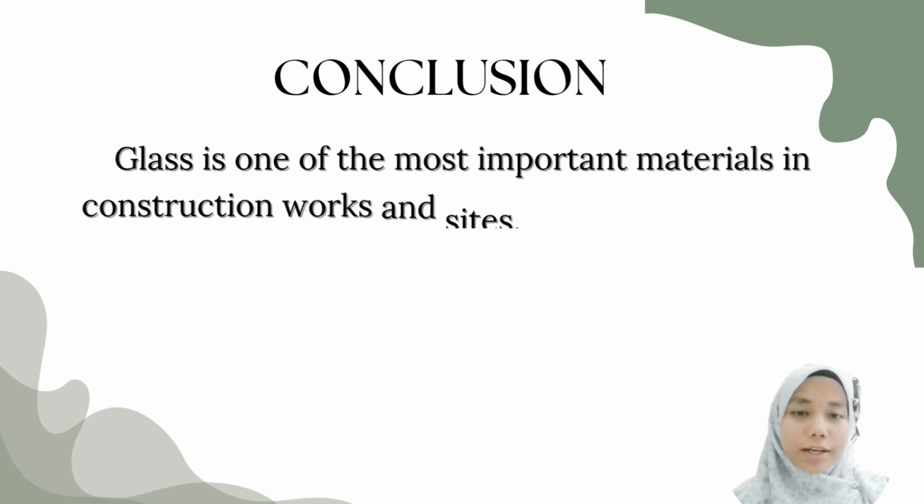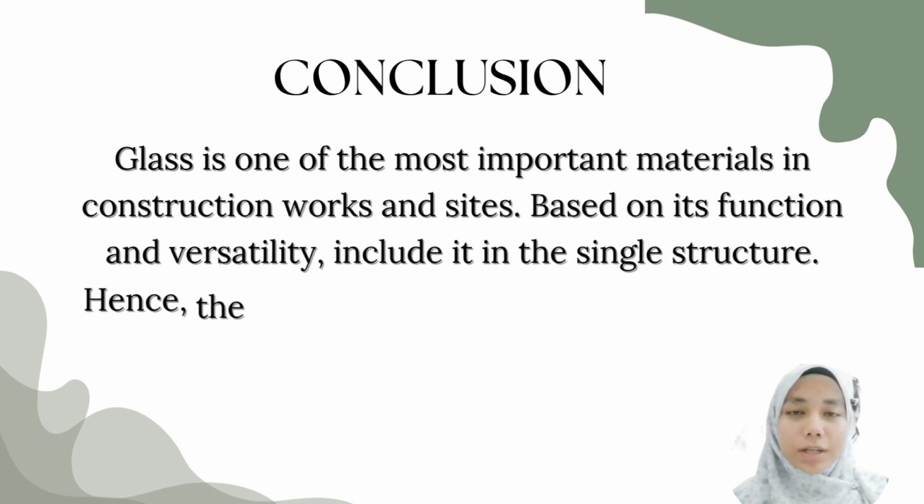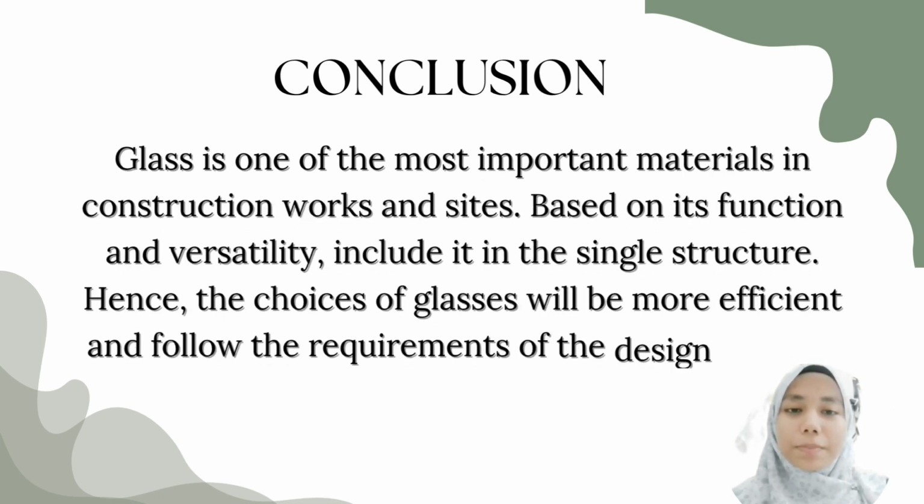In conclusion, glass plays a very important role in construction because of its many functions and flexibility. By using different types of glass in one building structure, we can make the design most efficient, safe, and beautiful. Choosing the right glass for the right purpose helps to meet the needs of the design and improve the overall quality of the building.